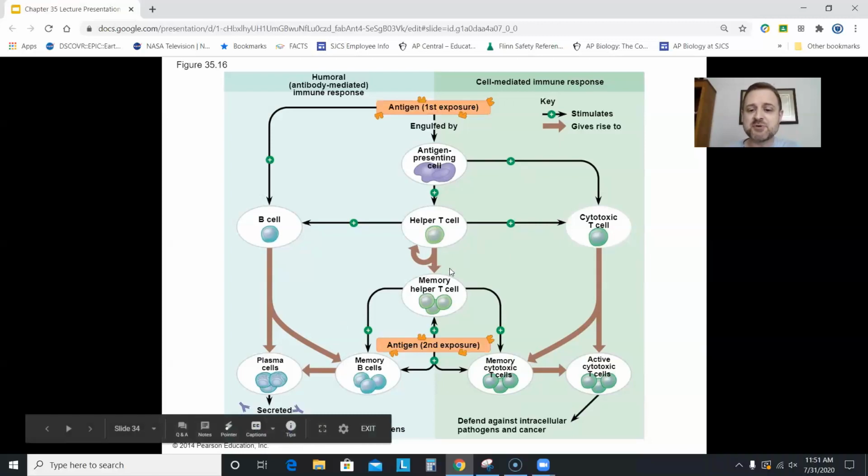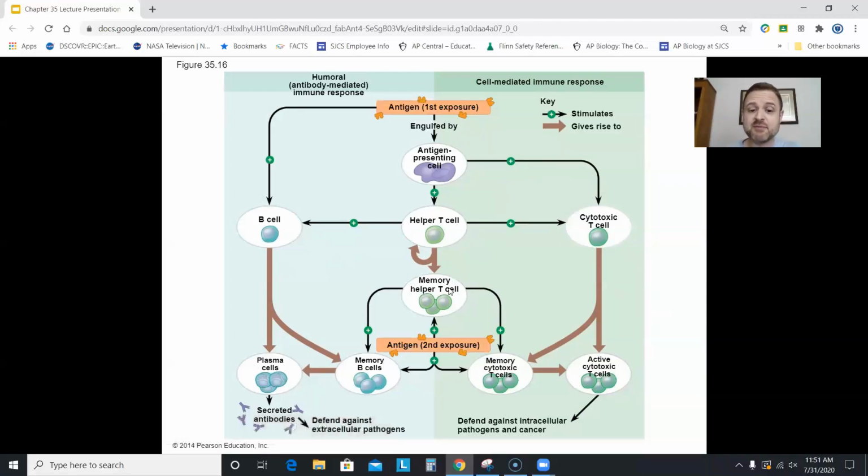Helper T cells also produce what are called memory T cells. Memory T cells can become memory cytotoxic T cells, which can become active cytotoxic T cells upon a later exposure.